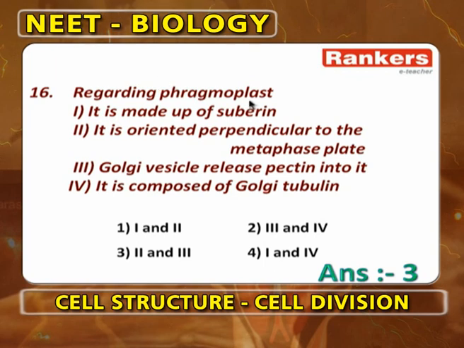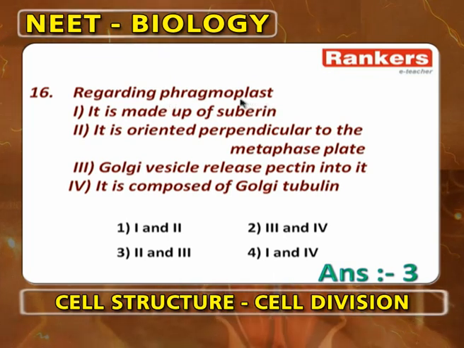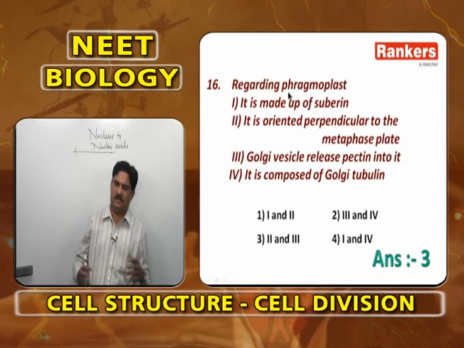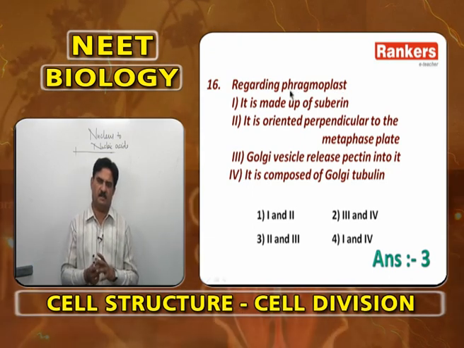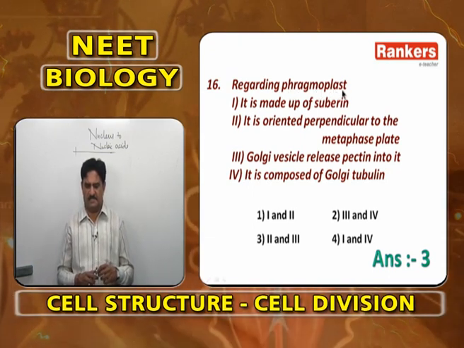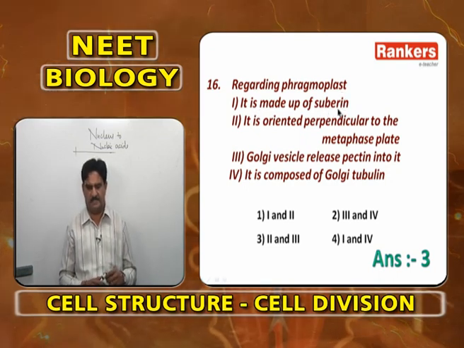Regarding phragmoplast. Phragmoplast is a barrel-shaped structure formed in between two haploid nuclei during cytokinesis from spindle fragments. The spindle fragments present in between two haploid or daughter nuclei get aggregated to form a barrel-shaped structure called phragmoplast. Phragmoplast is made up of suberin is wrong.